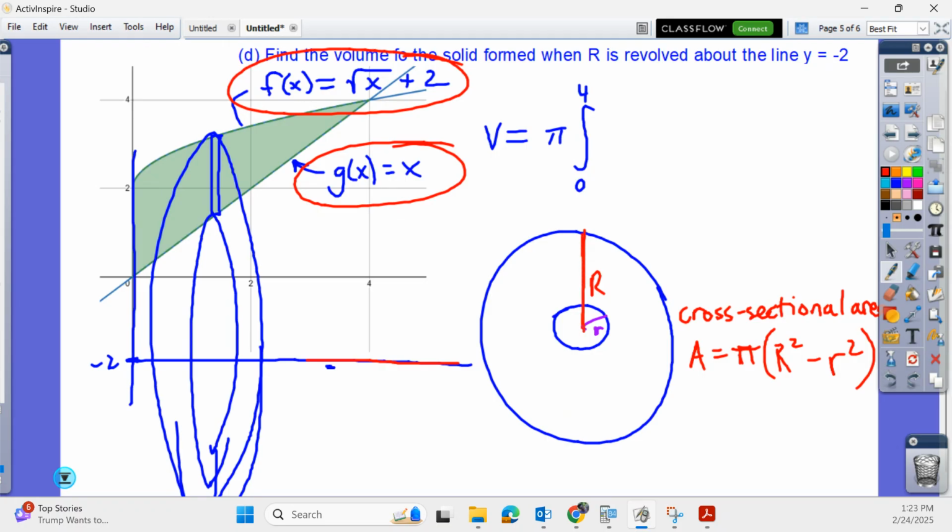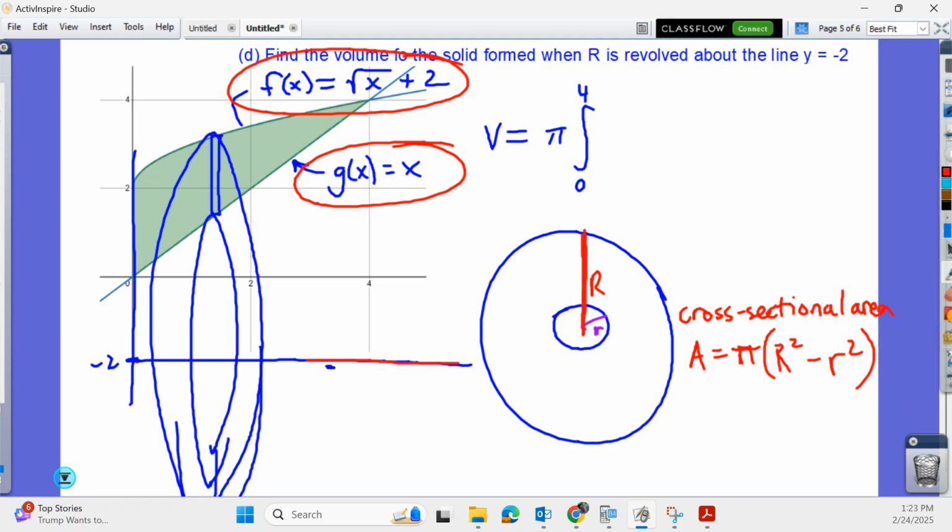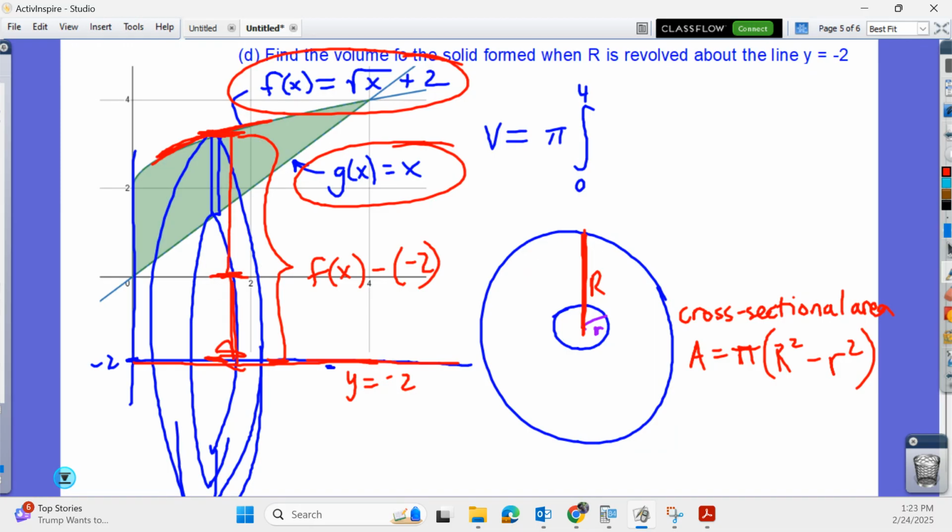The outer radius, big R, is the distance from the outer curve when I'm revolving it, whatever the outer curve is, to the axis of revolution. It's this distance here. So it's this outer curve f of x minus the axis of revolution, which is y equals -2. It's f of x minus -2. And you might have been thinking f of x to here, and then plus 2, because it's like 2 further. And that's obviously the same thing.